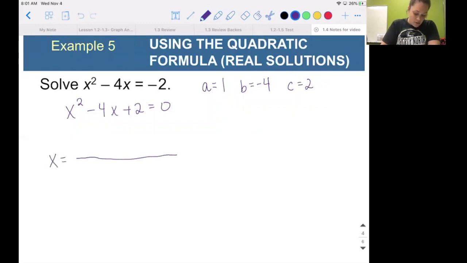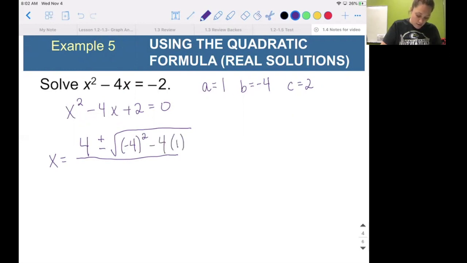So now we're ready to plug into our equation. So we start off with negative b. So what we're going to do is we're just going to change the sign of b. So instead of a negative 4, we're going to have positive 4. So 4 plus minus the square root of b squared. Make sure you always put b in parentheses like this. Minus 4 times your a value times your c value. All over 2 times a.